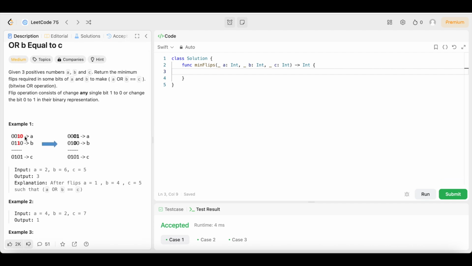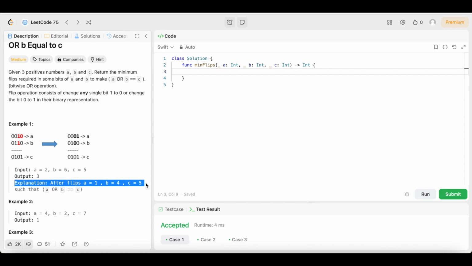So let's look at the example, right? In the first example, we have the input A equals 2, B equals 6, and we're trying to get C to equal 5, or C does equal 5, and we need to count the number of flips to make that possible, right? So the output is 3 because we had to flip 3 different bits to get the correct output, which would be C equals 5. So let's look at the explanation so we can see what it means.